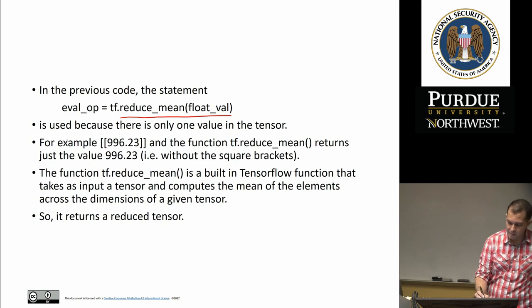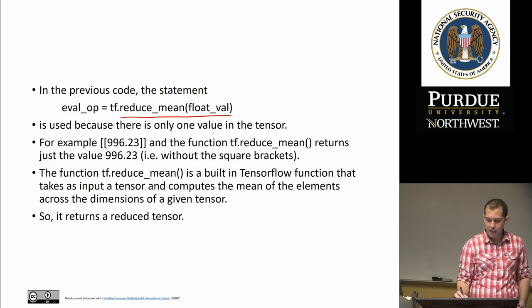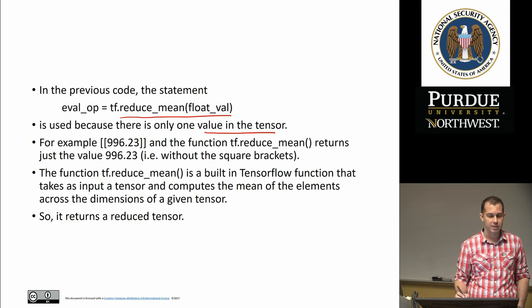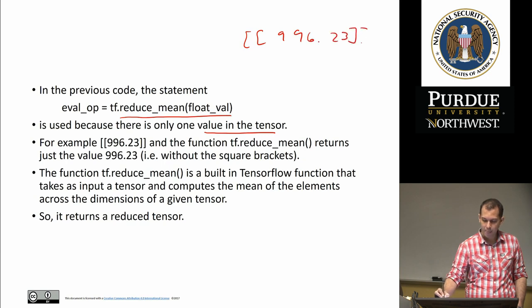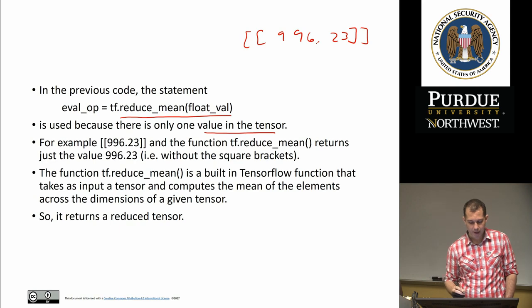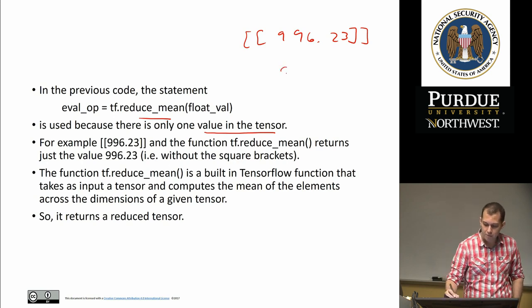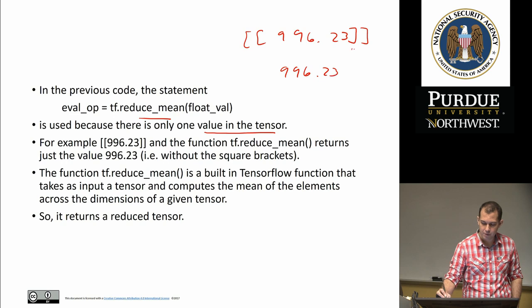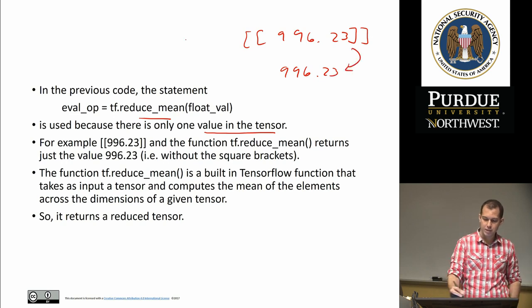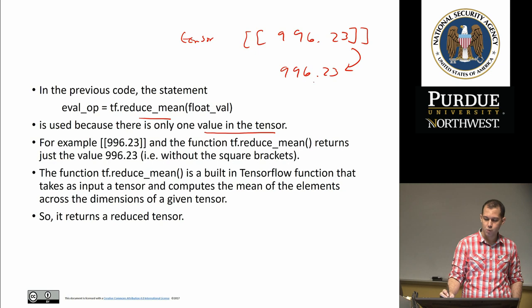Well, this statement is used because there's only one value in the tensor. Remember that everything is a tensor. So for example, let's say that we had 996.23, like that. The function tf.reduce_mean, which is this function over here, returns just the value 996.23, so it goes from there to here. This is the tensor, but we may just want the value 996. So it basically removes the square brackets.